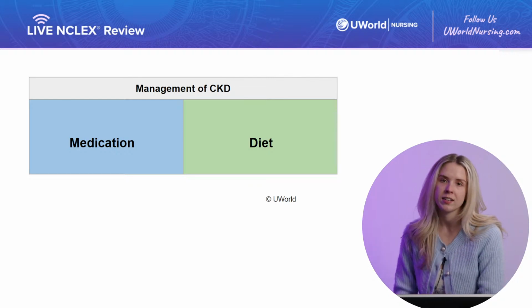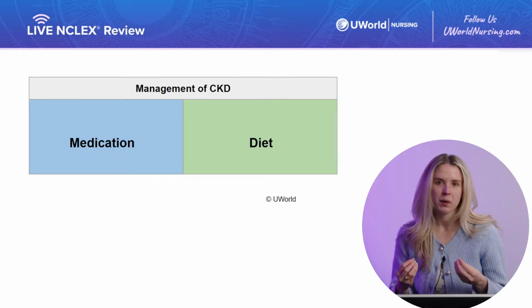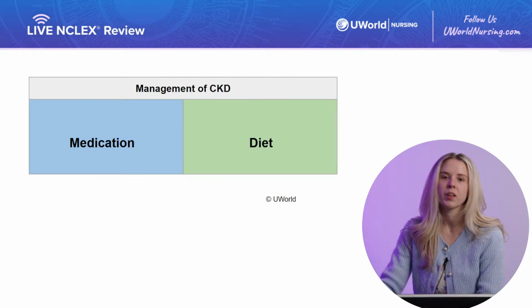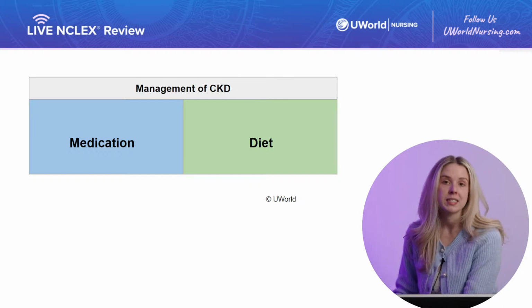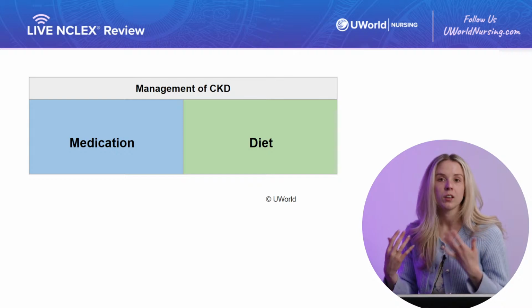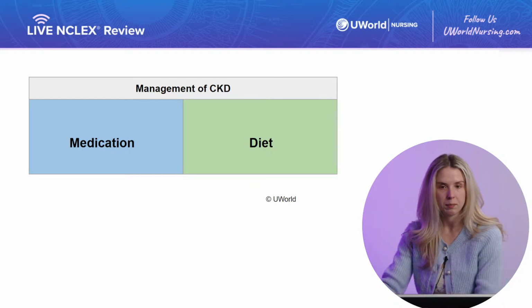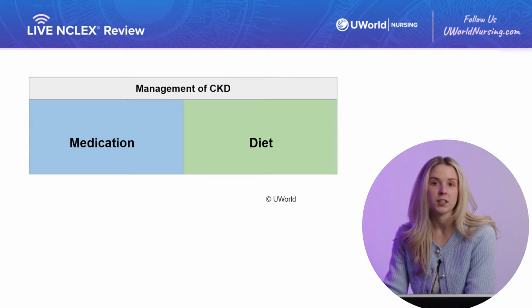But important to note is that we have to watch this closely because diuretics are pretty tough on the kidneys. We also want to help to fortify our bones. So we're going to give calcium and vitamin D supplements to help supplement for that low serum calcium or hypocalcemia. And we're going to treat the electrolyte imbalances.